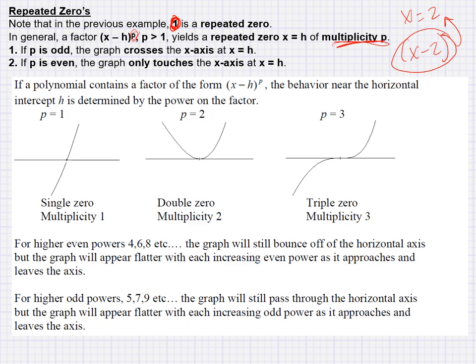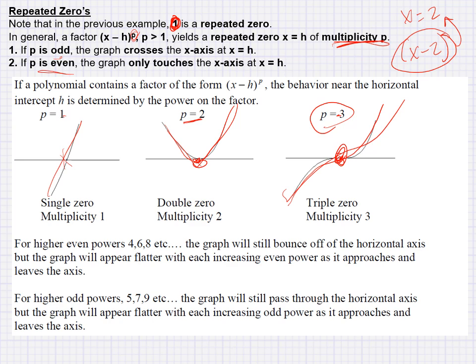Well, if the number of times that 0 is repeated is odd, then you're going to cross through the x-axis at that 0. If the number of times that 0 is repeated is even, then you're just going to touch the x-axis at that spot and bounce off. Again, if it's odd, so let's say it was 3, you're going to cut through. If it's even, you're going to bounce off. It doesn't matter how high it is. If it's odd, 1, 3, 5, 7, 9, you're going to cut through the x-axis at that x-intercept. Whereas if it's even, you're just going to bounce off the x-axis at that point.